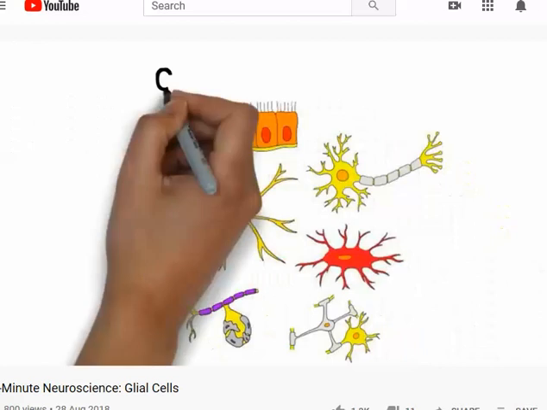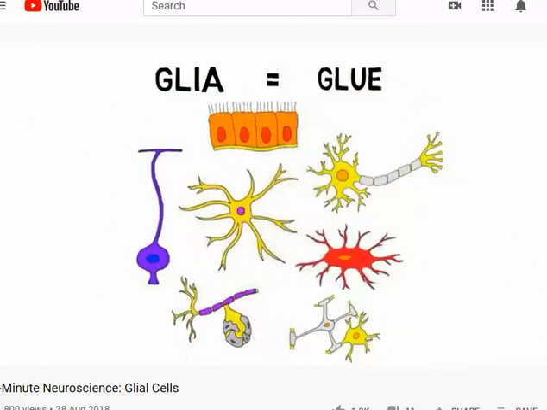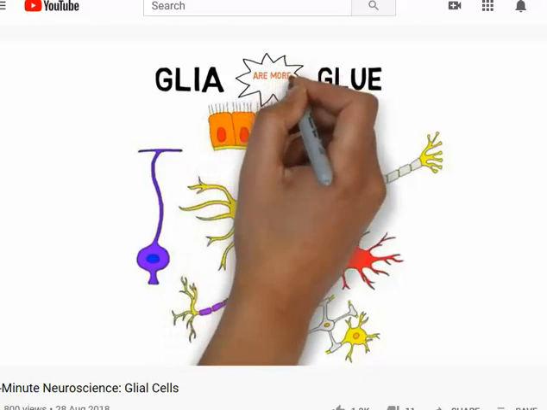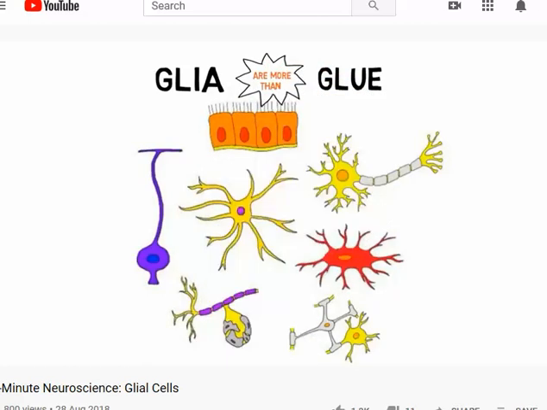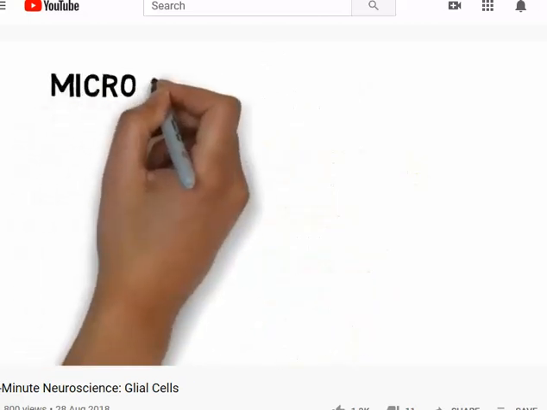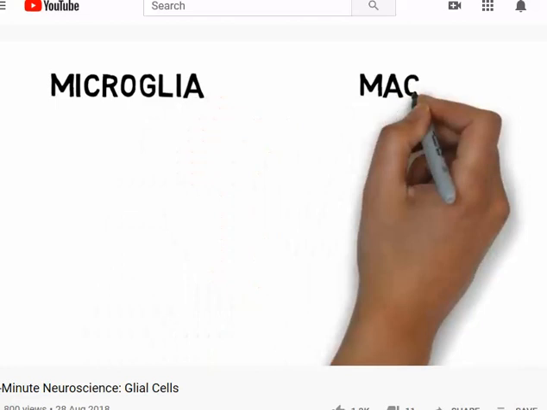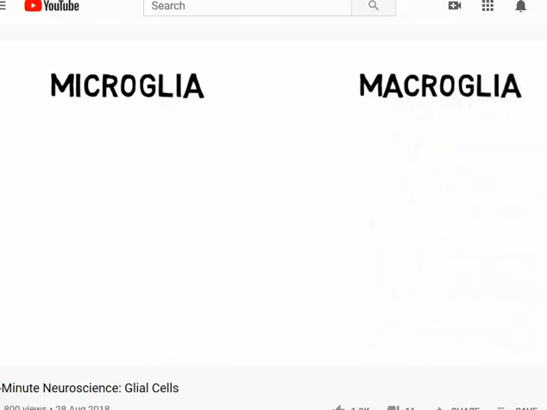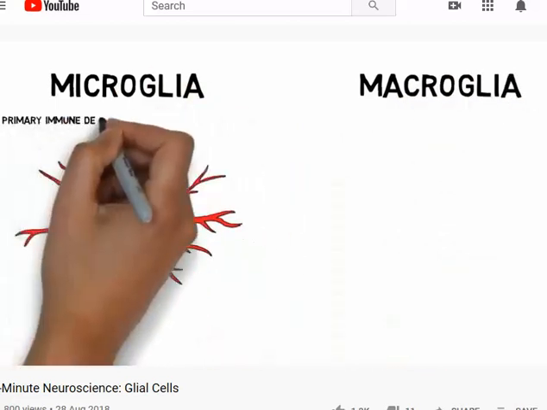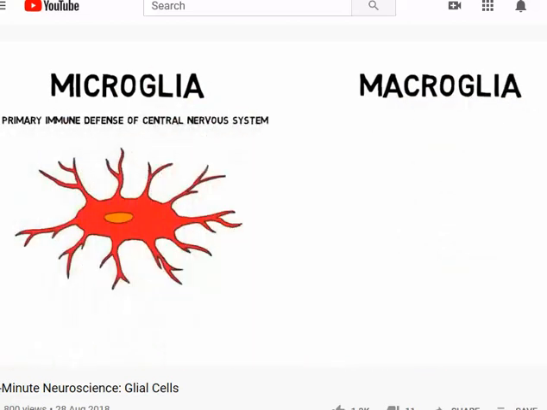Glia is Greek for glue, and glial cells got this name because they were thought to simply hold neurons in place. We now know, however, that glia have many other functions. Glia can be divided into two classes, microglia and macroglia. Microglia act as the primary immune defense of the central nervous system. They travel throughout the brain and spinal cord and remove things like damaged neurons, pathogens, or other foreign substances.